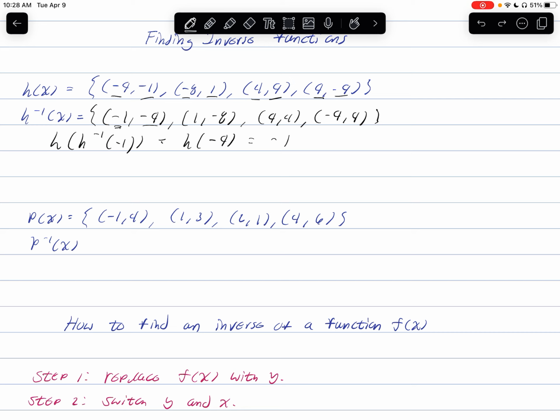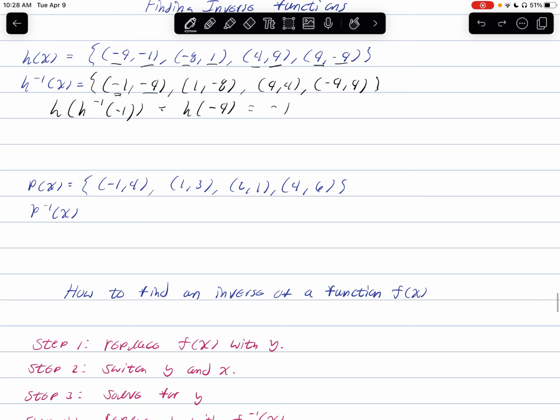Let's try this one here. P of x is equal to the points (-1, 4), (1, 3), (2, 1), and (4, 6). Let's start by flipping all of the points. We have (4, -1). We have (3, 1). We have (1, 2), and we have (6, 4).